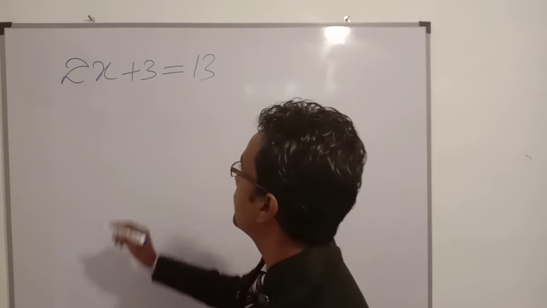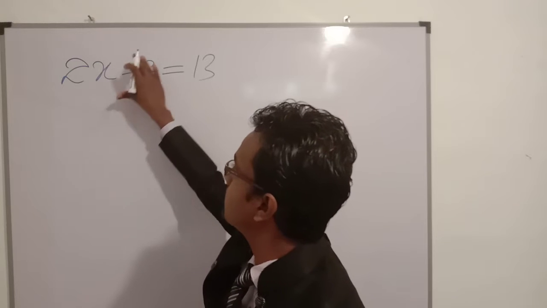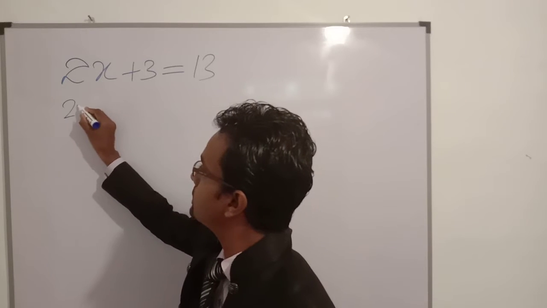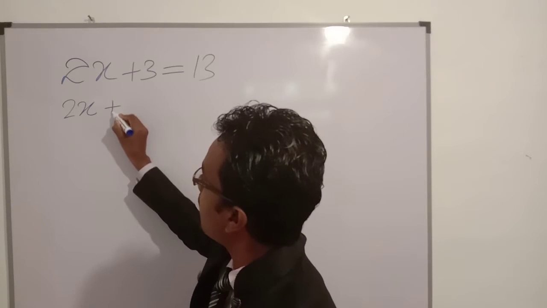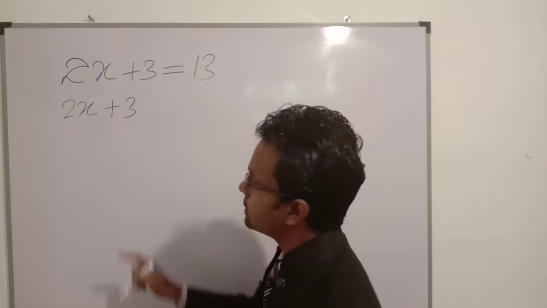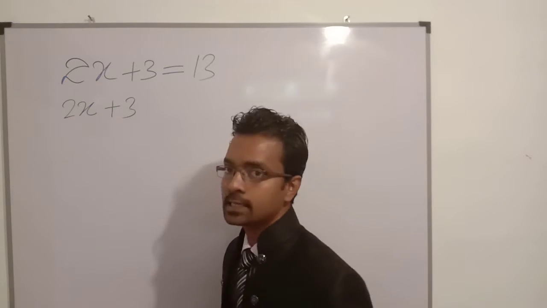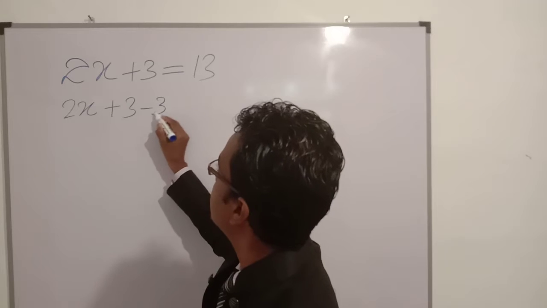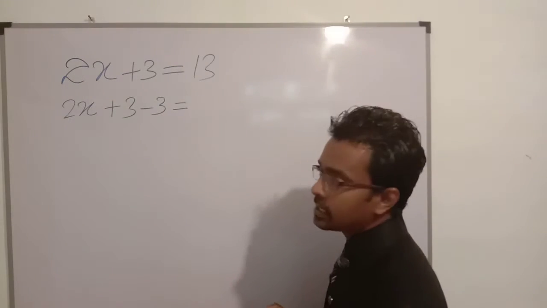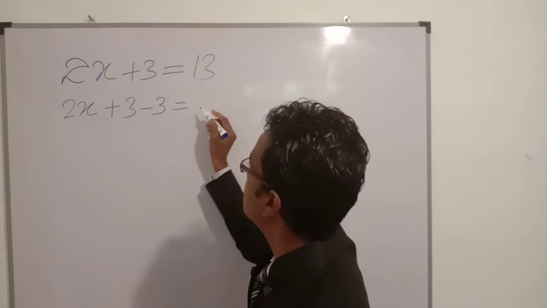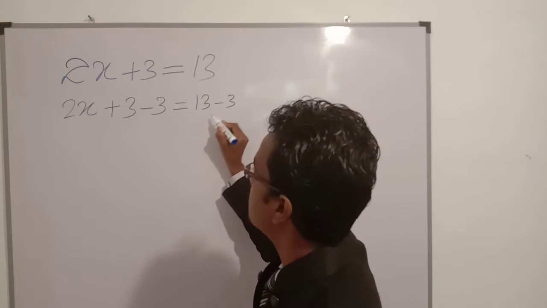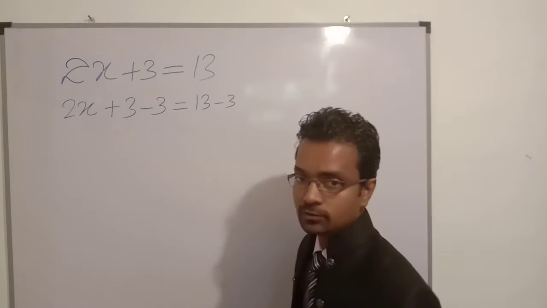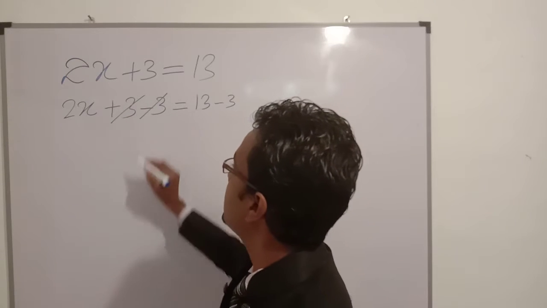This is easy. First, let's cancel the constant term. Keep 2x the same, and cancel plus 3. If we want the value of x, we want to cancel 3. To cancel 3, you apply its opposite value, minus 3. This equation is just like a balance, so you have to apply the same thing to the other side: 13 minus 3 also. Plus 3 minus 3 cancel out.